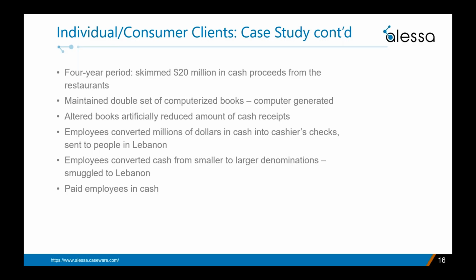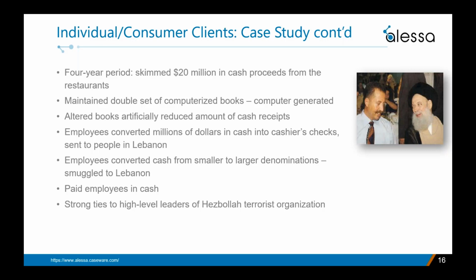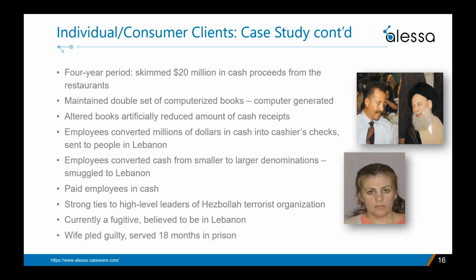What a great boss. And if that's not enough for you, court documents indicated that Mr. Shaheen had connections at the highest levels to the foreign terrorist organization Hezbollah. There's even a photo of him sitting next to Sheikh Mohammed Fadlallah, a Hezbollah leader who's on the OFAC terrorist list. While Mr. Shaheen remains a fugitive today from US authorities and he's believed to be in Lebanon, his wife wasn't so lucky. She got caught and pled guilty to assisting Shaheen in his tax evasion scheme. She got 18 months in prison and hopefully a divorce.